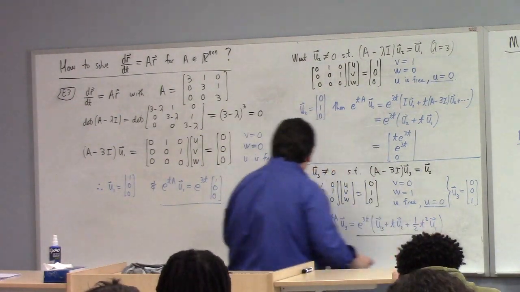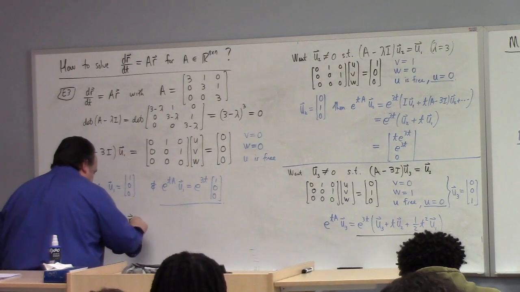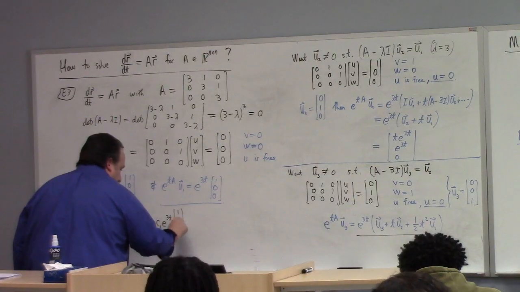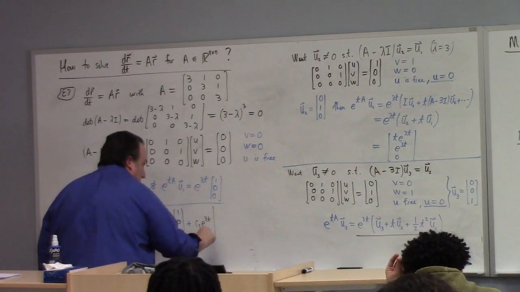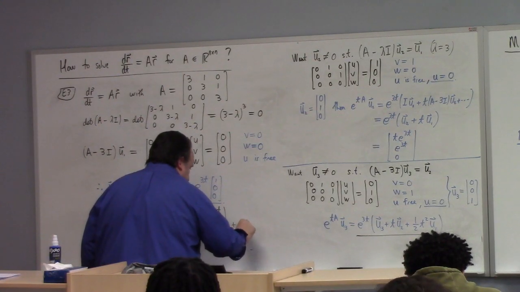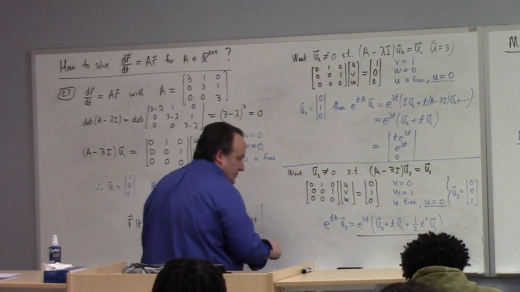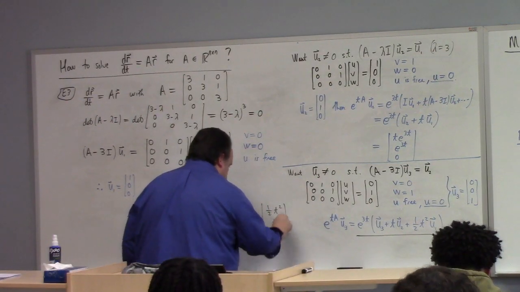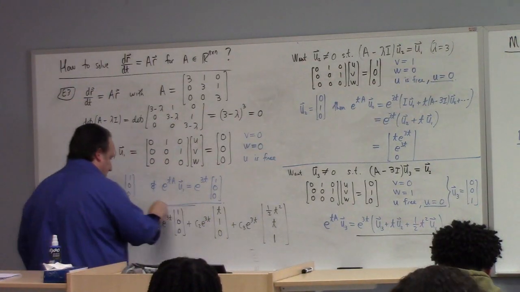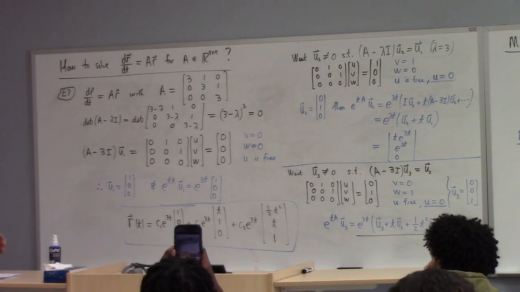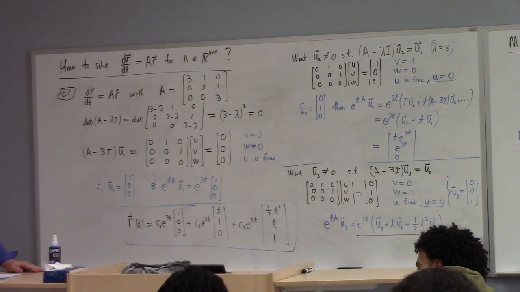So, in short, my general solution has the following form. R of t is c1 e to the 3t, and I'll factor out the e to the 3t so I don't write it so many times, if you don't mind. And then plus c2 e to the 3t, and that one's got a t, a 1, a 0. And then plus c3 e to the 3t, and that one's given me a 1/2 t squared up here, a t there, and a 1 down here, like so. And there you go. That's the general solution to this problem. Any questions?